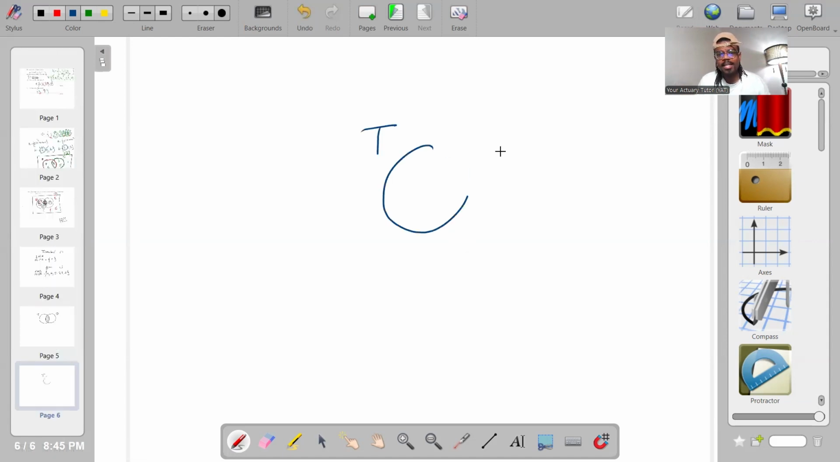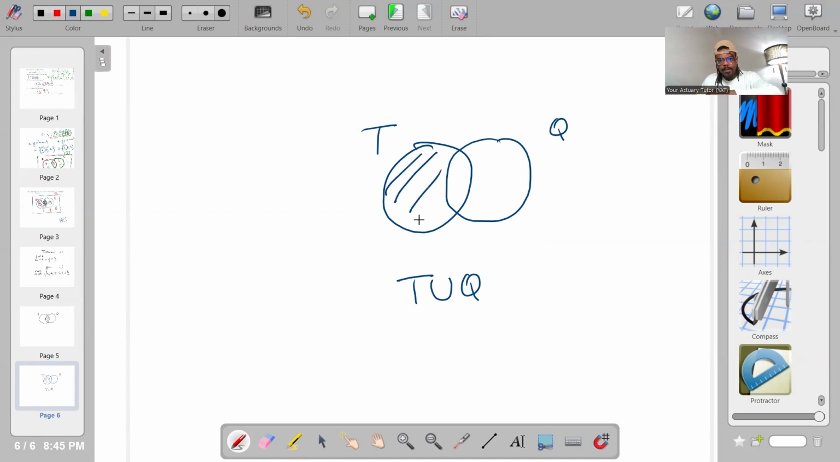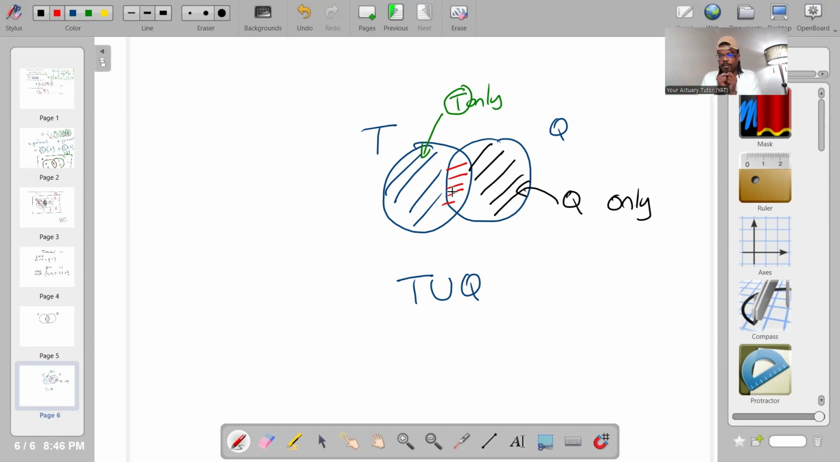Now, union. What did I say for union, everybody? Anything that can be found in any one of them is applicable for union. So if I was drawing union visually, I want all the elements here. Who are those again? They can be found only in T, so they're the T only elements. Then you have the elements that can be found only in Q, the Q only elements. Then you have the elements that can be found in both. So I have 3 unique types. Union would be all of this shaded.